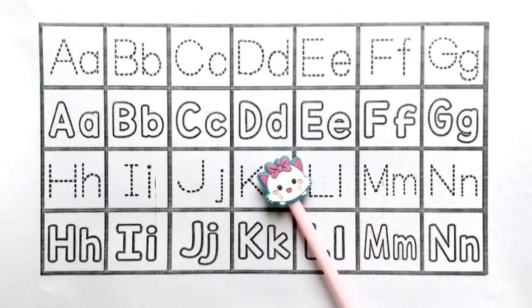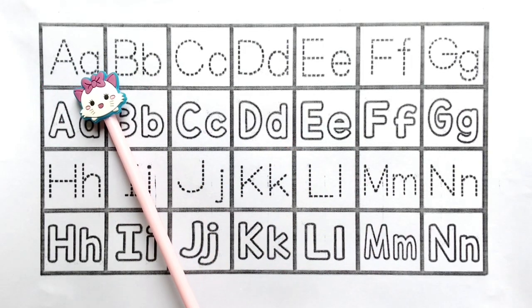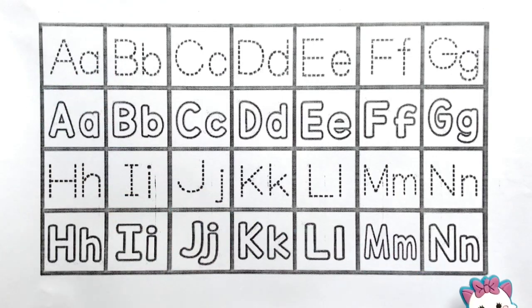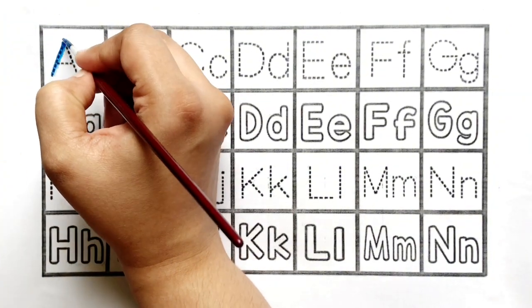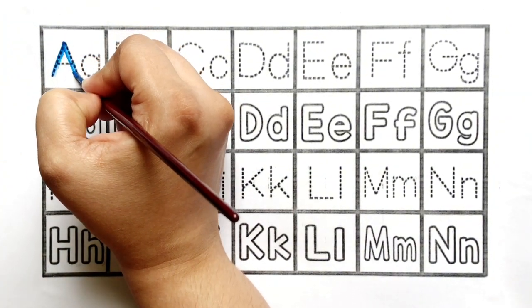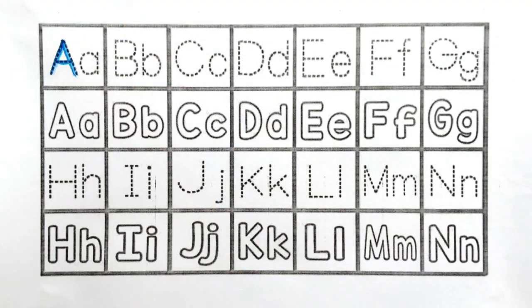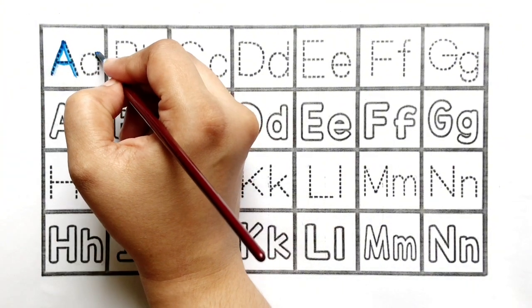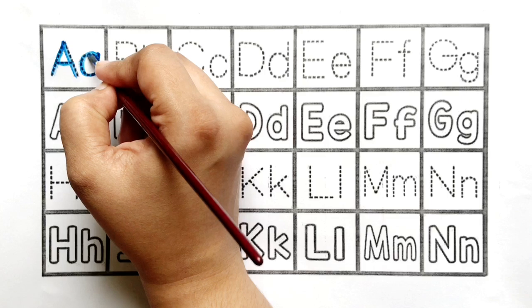Hello, I learned uppercase letter and lowercase letter A to N. Let's start. Blue color. Uppercase letter A. And lowercase letter A. A for apple.